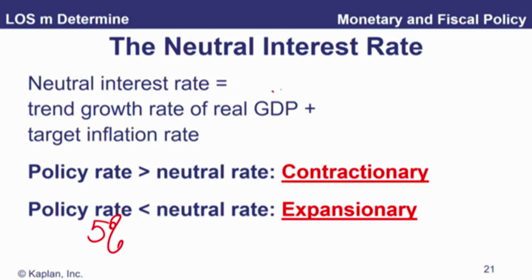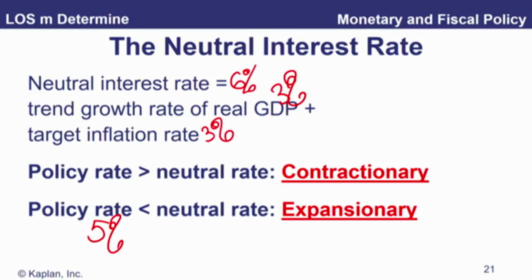So it might be that we look at all of our economic reports and we see that GDP, real GDP, tends to be growing at 3%. Stated target inflation rate, let's say their target is also 3%. So growth rate of GDP 3, and they're targeting 3%. That would give us a neutral interest rate of 6%.